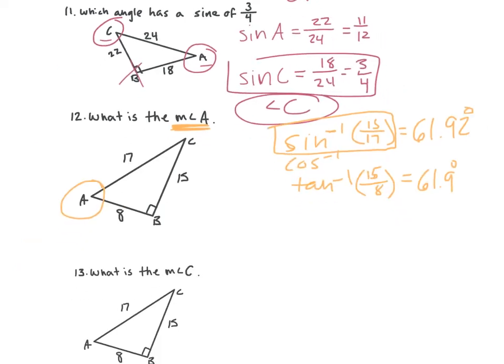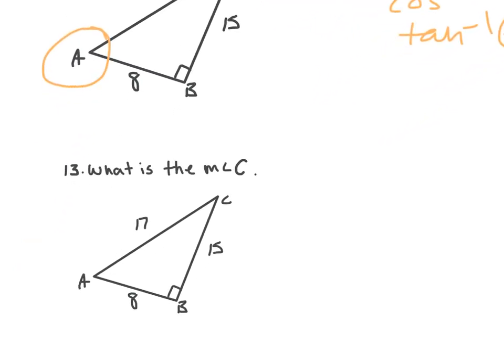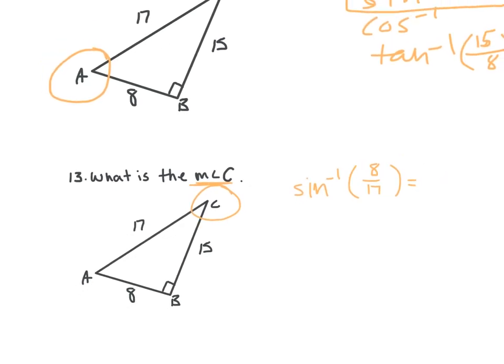Okay, let's go to 13. What is the measure of angle C? So what do we do when it's asking for the measure of an angle? The inverse. So which one do you guys want to do? Sine -1, cosine -1, tan? So let's do sine again. So what did we say sine is? Opposite over hypotenuse. What is opposite of angle C? And what is the hypotenuse? So if you do sine -1 in your calculator of 8 over 17, what do you get? 28.07. So 28 degrees.